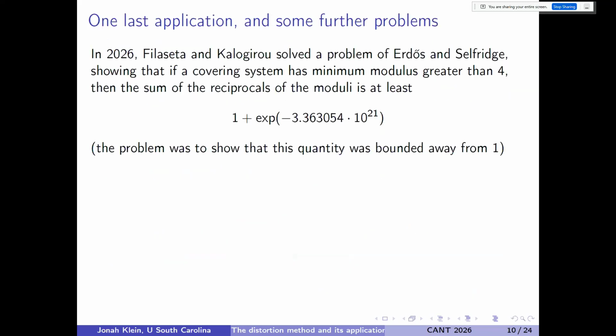We're going to talk about one last application. In 2026, Filaseta and Kalogirou solved the problem of Erdős and Selfridge. And they showed that if a covering system has minimum modulus greater than 4, and it's distinct, then the sum of the reciprocals of the moduli is at least this quantity. There's nothing particularly important about that number there. The goal was just to show that the quantity was bounded away from 1, which that's greater than 1.